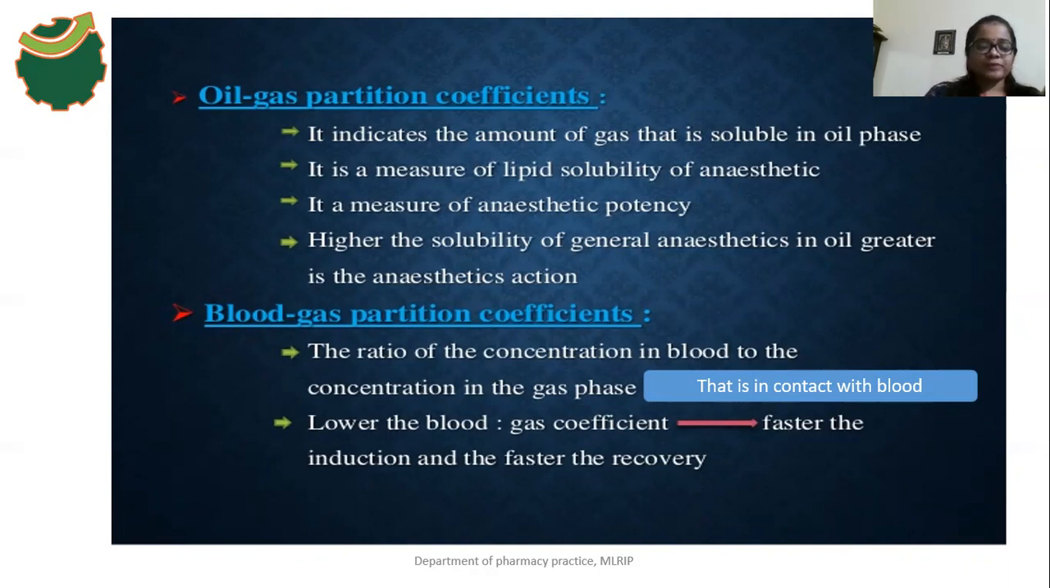Blood. For example, if an inhaled anesthetic is more soluble in blood compared to gas, what will happen? If it is more soluble in the blood, the drug will bind with what? Plasma proteins. If the drug binds with the plasma proteins, what will happen? It increases the blood gas partition coefficient.